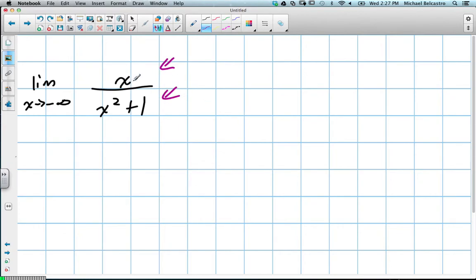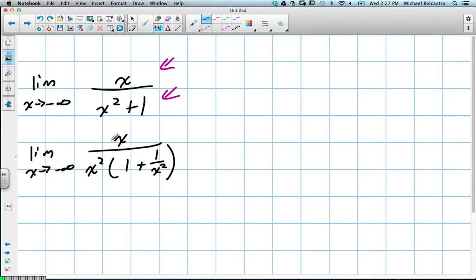On the top, it would just leave me with x times 1, so we'll just leave it as x on top. There's nothing to common factor out here. On the bottom, we can common factor out x squared, which will leave us with 1 plus 1 over x squared, of our limit as x approaches negative infinity. So we common factored out the variable to the highest degree on both the numerator and denominator.